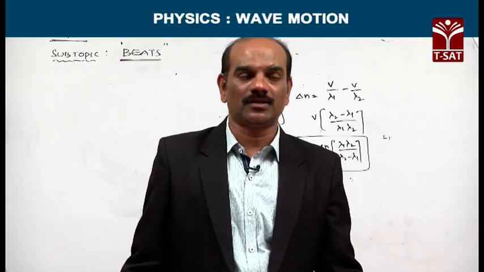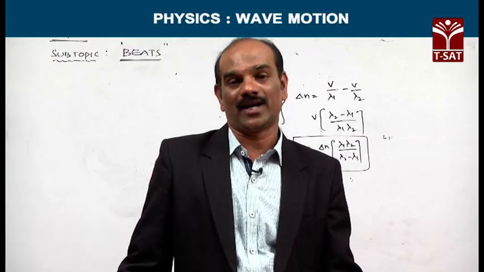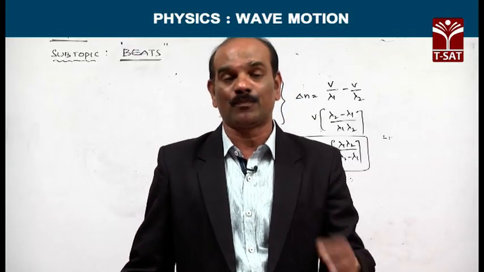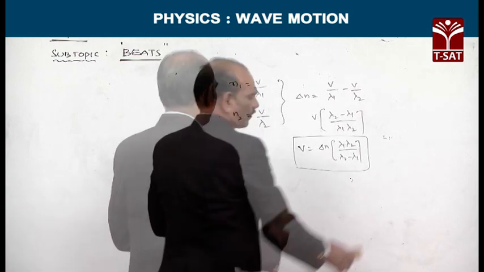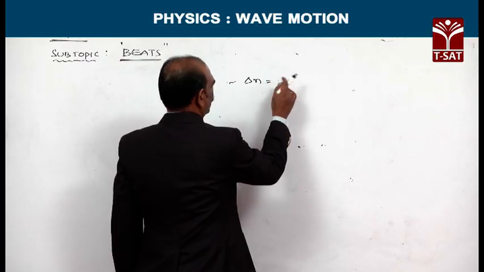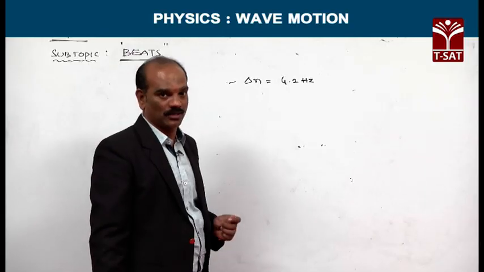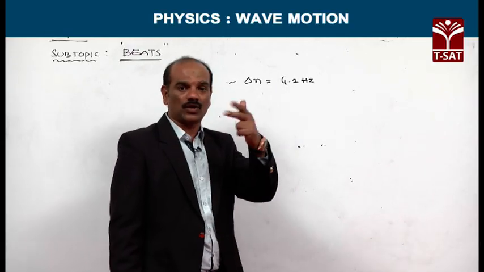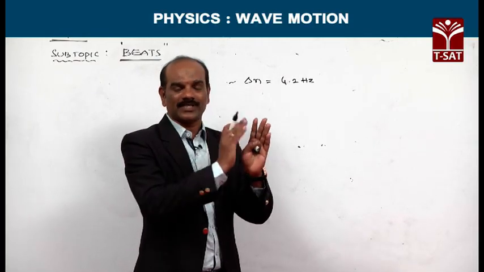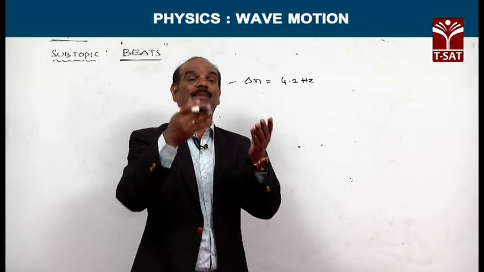So beat frequency, the difference in frequency f1 minus f2, is always less than or equal to 10. But it may not always be a pure number. Suppose the beat frequency, the difference in frequency delta n, is 4.2 Hz. Suppose if delta n, the difference in frequency, is 1, 2, 3, okay, directly we can take. If the difference in frequency is less than 10, we can say the number of beats heard by a person is equal to that. If the beat frequency difference is more than 10, the number of beats is equal to 0.